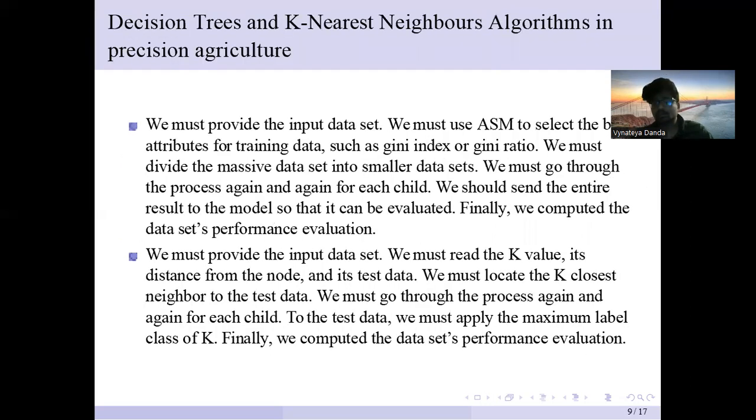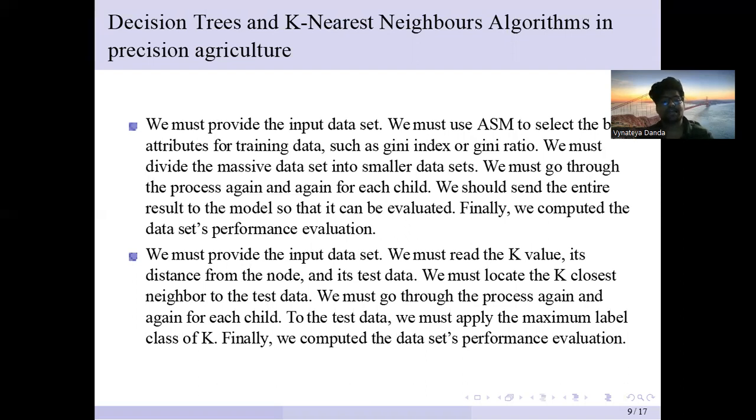And the next algorithm which I'm going to discuss is the k nearest neighbor algorithm, which is used in precision agriculture. For the k nearest neighbor algorithm, here we need to provide the input data set. We must use the ASM to select the best attributes for training data, such as the Gini index or the Gini ratio. This Gini index and Gini ratio play the most important role in calculating the algorithm's prediction for KNN.